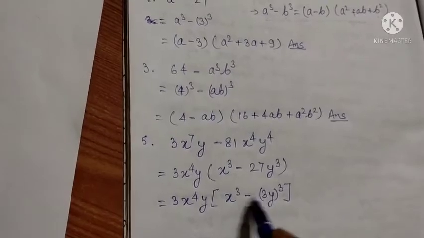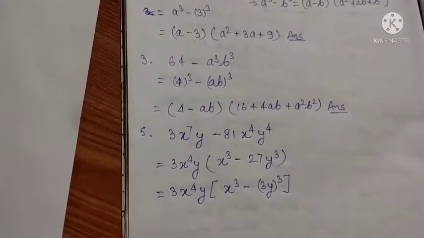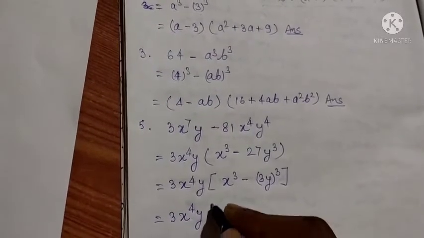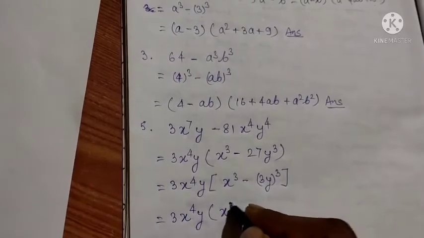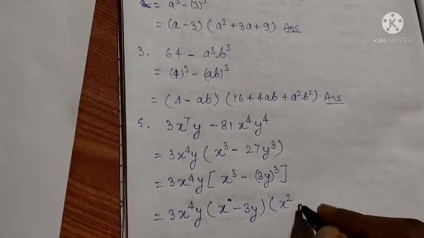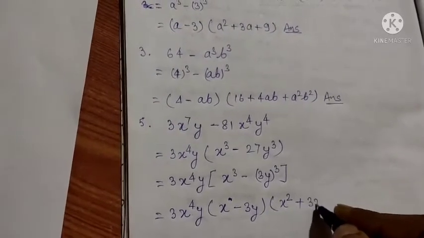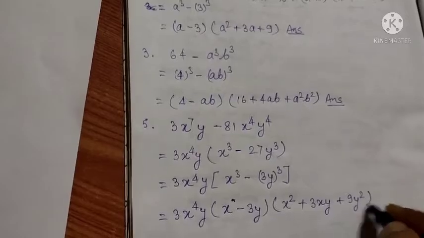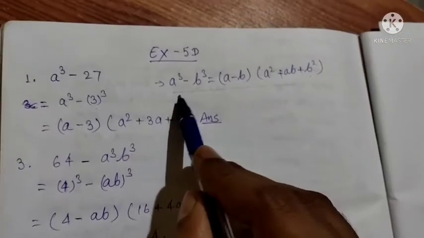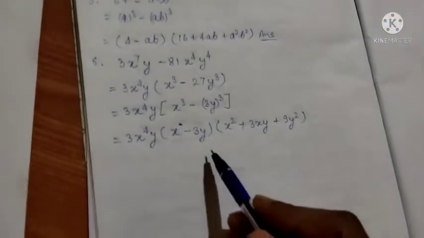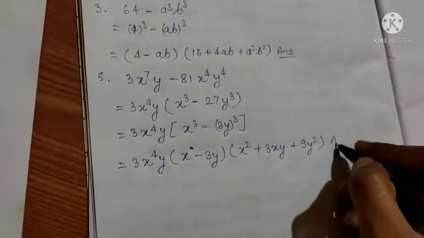Now it is in the form of a cube minus b cube, so it will be 3x to the power 4y into x minus 3y into x square plus 3xy plus 9y square, just putting it in the formula of a cube minus b cube, a minus b, a square plus ab plus b square. Okay, this is your answer.